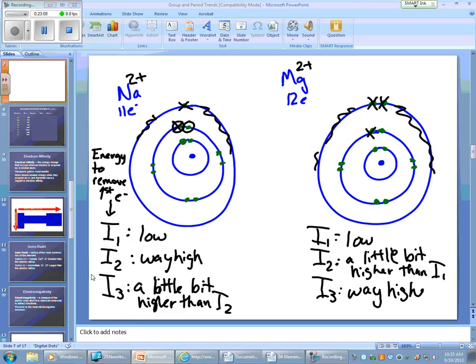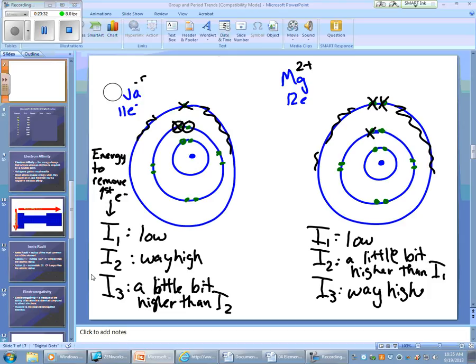With sodium, it lost its 1 valence electron pretty easily, but the second electron, which was a core electron, the ionization energy, there was a huge jump in that. With magnesium, it had 2 valence electrons, and it lost those 2 relatively easily, but removing that core electron with the third electron is much more difficult.